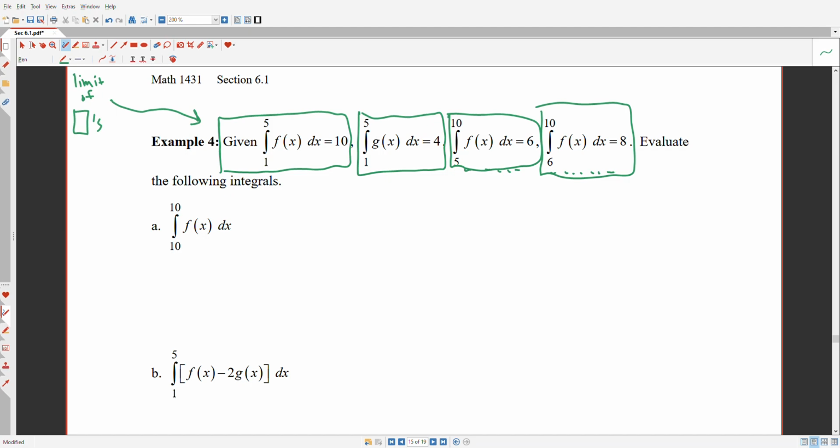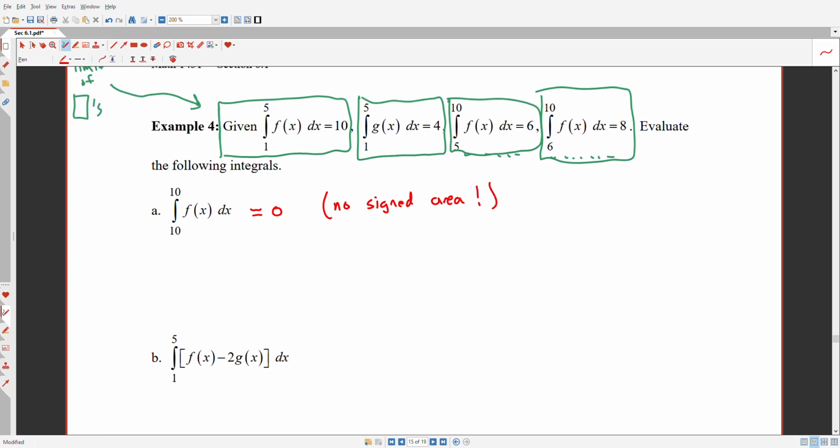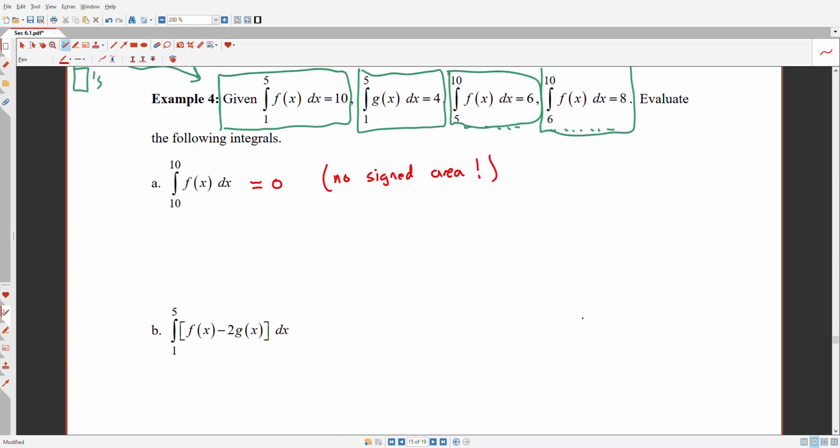It says, given all this information, what must be the integral of f of x from 10 to 10? And actually, they didn't need to tell us any of that information. This has to be 0. That's by property 1. That's because there's no signed area over a point. Now, let's think about property 2.